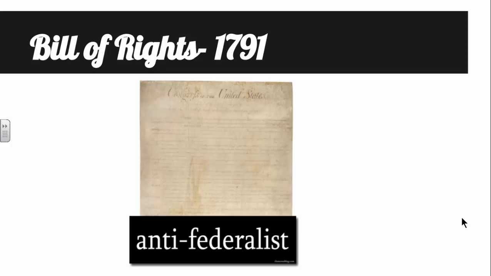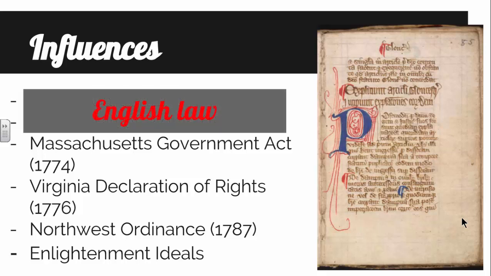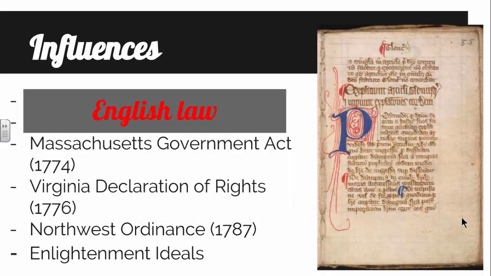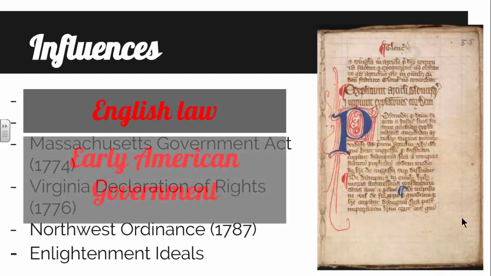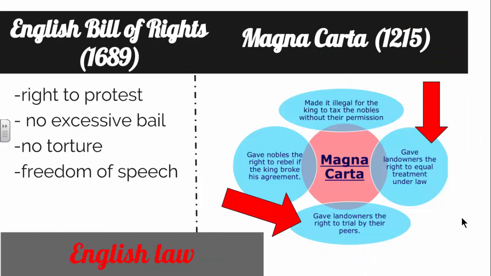civil liberties aren't protected. So we got to understand where the Bill of Rights came from, because these men who made the Constitution and the Bill of Rights didn't just come up with all of this on their own. They took inspiration from past influences. And there's kind of categories. The Magna Carta and the English Bill of Rights were English law that influenced the Bill of Rights. And then some early American government included the Massachusetts Government Act, the Virginia Declaration of Rights, and the Northwest Ordinance, which we've actually looked at that one. And finally, we get some ideas from the Enlightenment, which we've also talked about, but we'll review here.